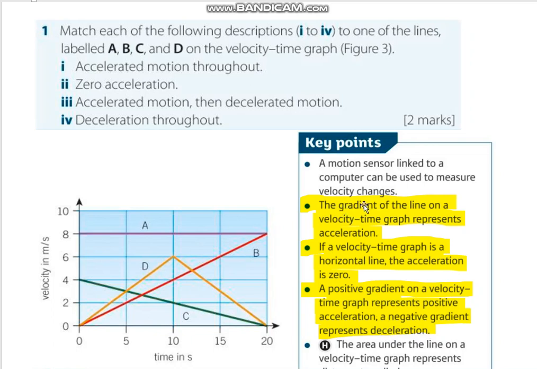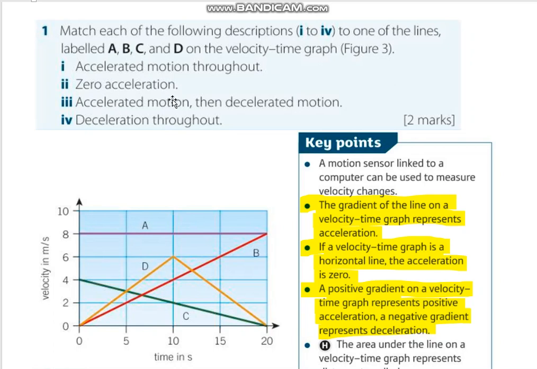Now, the gradient means the slope of the line, so a positive gradient is a line that is sloping up, like line B in this case. A negative gradient is a line that is sloping down, like line C, and a horizontal line has a gradient of 0, and that also means its acceleration would be 0. So for accelerated motion throughout, we're looking for a line with a positive gradient throughout, which is line B. For 0 acceleration, we're looking for a horizontal line, which is line A.